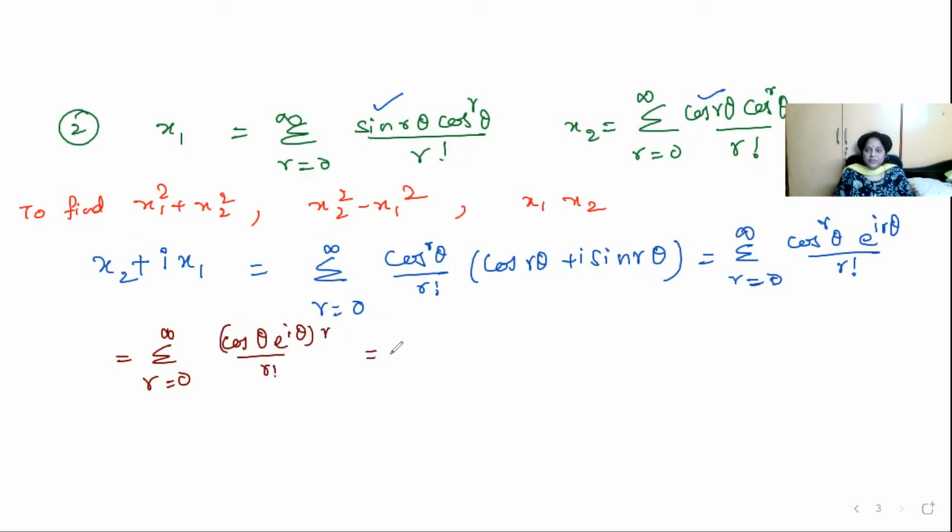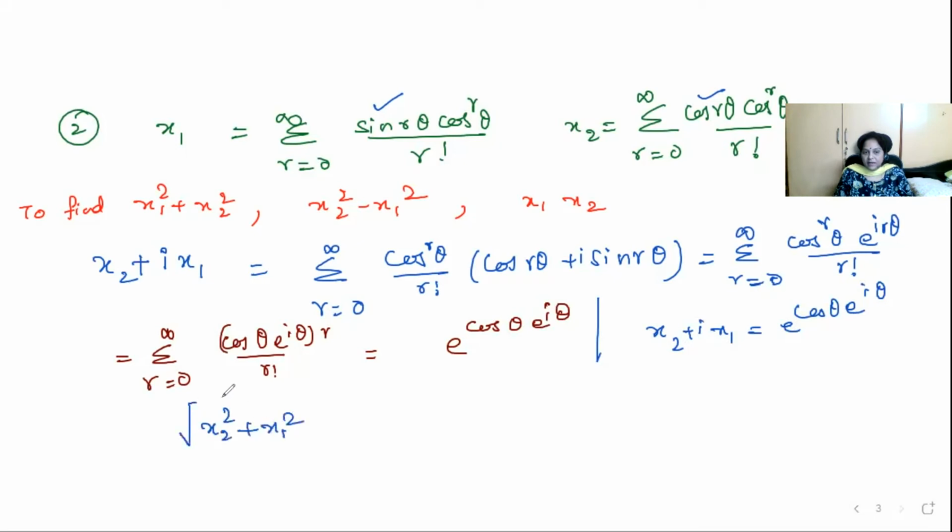When we compare this with the e power x expansion, in the place of x we have cos theta e power i theta. So the value of this summation is e raised to cos theta into e power i theta. So finally, what we proved is x2 plus i x1 is equal to e raised to cos theta into e power i theta. Taking modulus on both sides, we'll be able to find the value of the square root of x2 square plus x1 square.